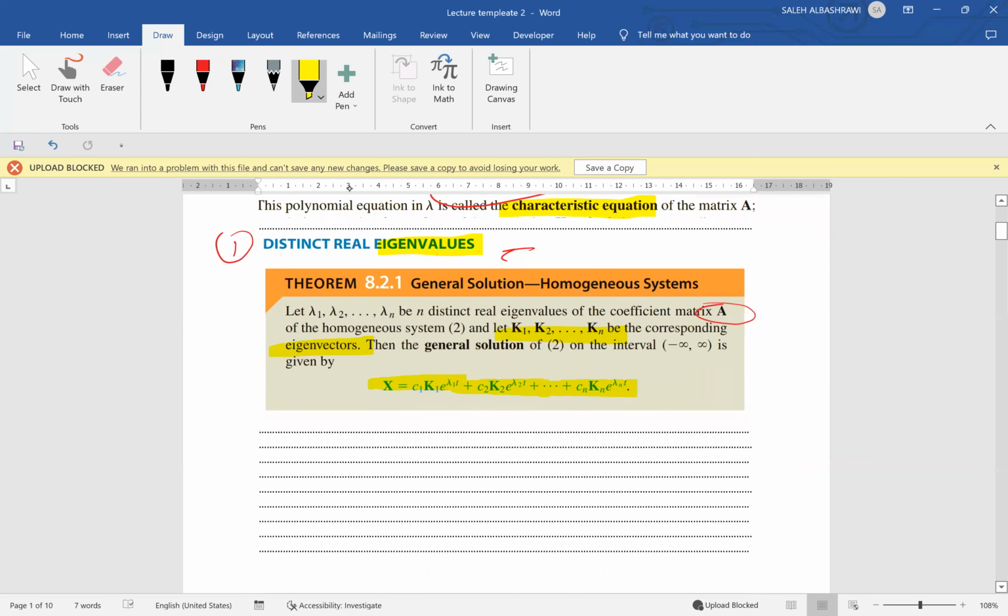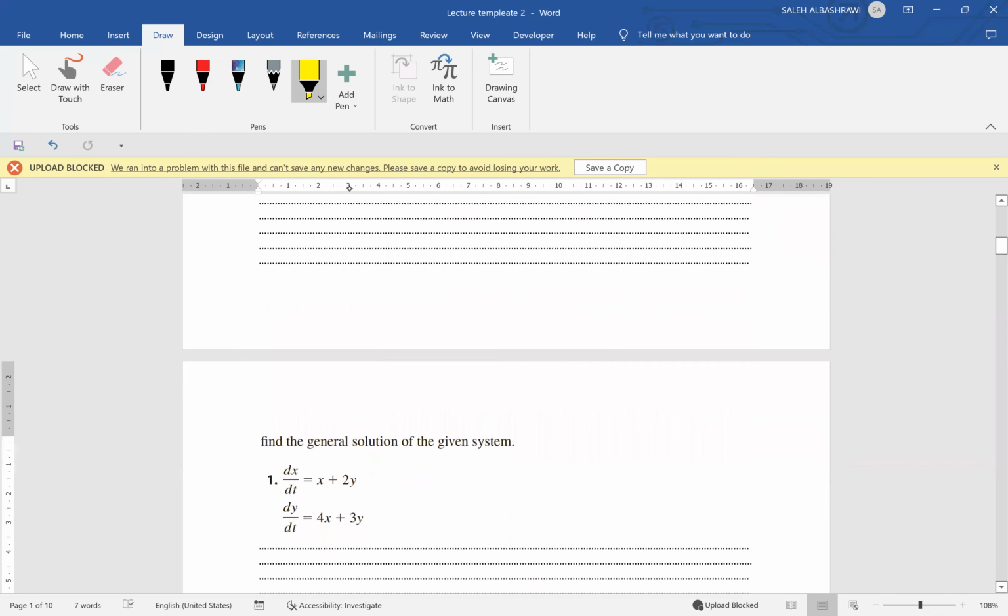For example, suppose that we have this system and we need to find the general solution. We have dx by dt equal to x plus 2y and dy by dt equal to 4x plus 3y, and we need to find the general solution. So in the first step, I have to find the eigenvalues. Then in the second step, I need to find the corresponding eigenvectors.